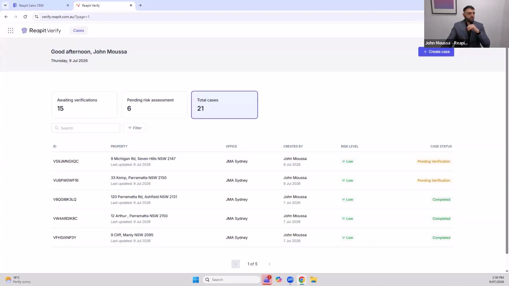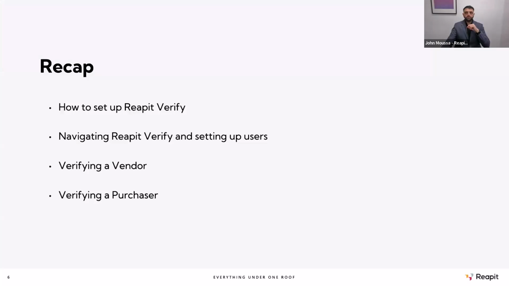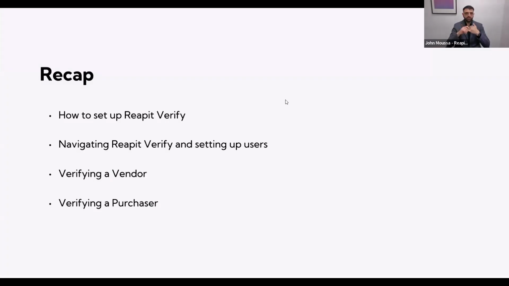Okay. So I'm going to stop sharing my screen. So we're just going to do a quick recap of what we've covered so far. We've had a look at how to set up Reapit Verify. We looked at navigating Reapit Verify as well as setting up our users. We looked at verifying our vendors, and vendors verification is included to individuals as well as businesses, and of course, if you've got a family trust. We looked at verifying a purchaser, an example of doing it both in Reapit Sales as well as doing it directly in Reapit Verify, and looking at what we'll do if the purchaser is a trust or a business.